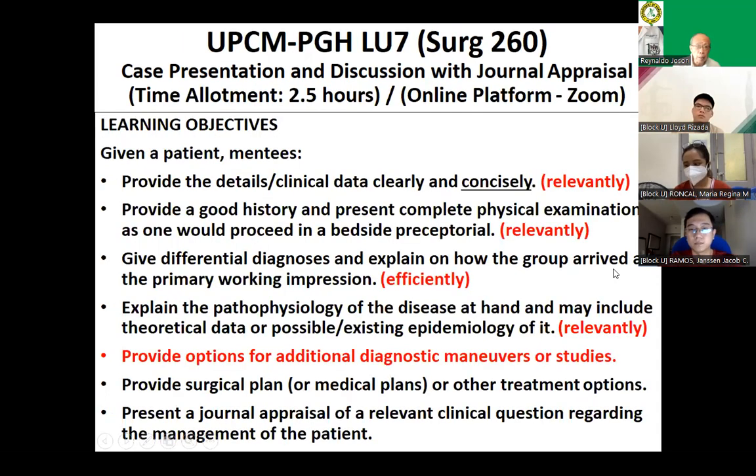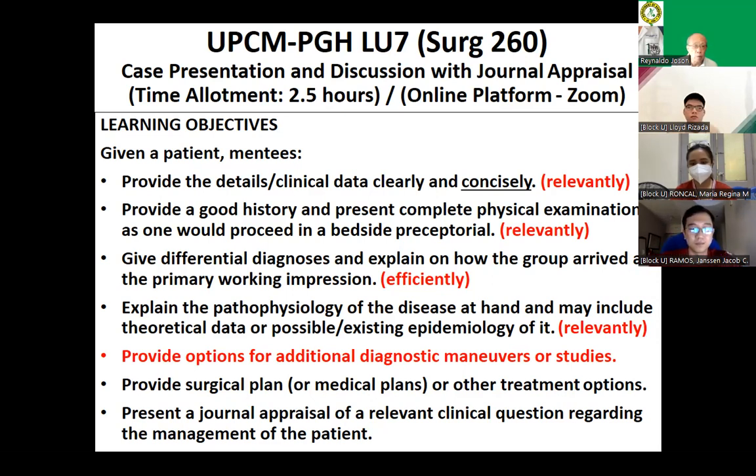And then you're aware of the learning objectives, right? Have you seen a copy? Okay. So anyway, if you don't have a copy, here it is again. So given the patients, which you were given one, the mentees provide the details, clinical data, clearly and concisely. So I like to emphasize relevant data. That's why I gave you a patient management process, which tends to be more concise, more relevant when you discuss it, unlike the traditional format.